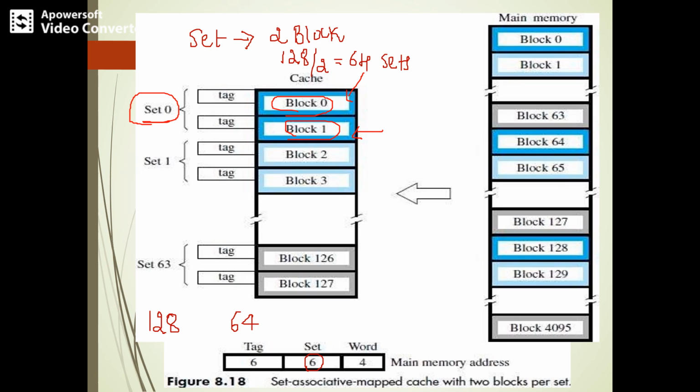After the mapping technique, we have to control the information. For that we use one valid bit within each block, which indicates whether the block contains valid data or not. The valid bits are set to 0 when power is initially applied or when main memory is loaded with new programs and data from the disk.